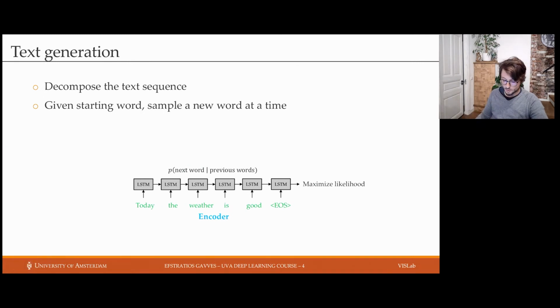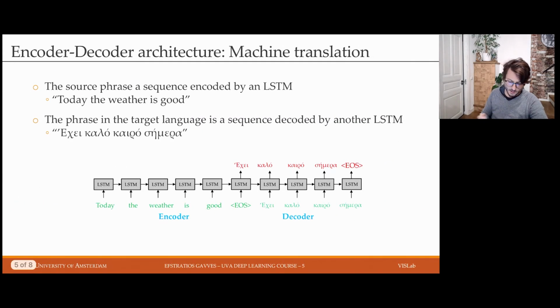Now, some applications, and I'm going to go through them only on a very superficial level, are the following. We've got text generation, so you can use LSTMs or recurrent networks to decompose the text sequence and then learn how to generate new ones. Given a starting word, you sample one new word at a time, and then you unroll until you reach the end of sentence symbol. As simple as that.